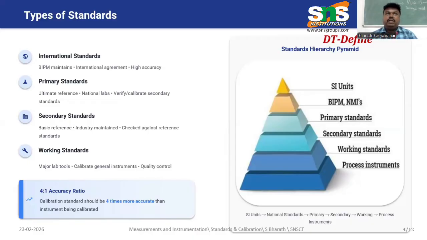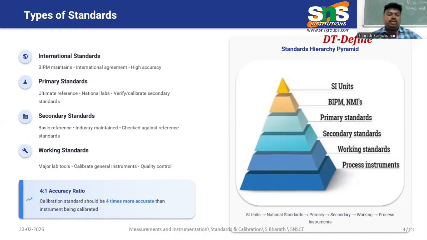From that value, a reference is taken by each country and each lab in the countries. A national level standard is called the primary standard. The ultimate reference is taken from these international bodies. We maintain a national standard, and for the other places in the nation, we take the reference from the primary standards. A secondary standard is the basic reference maintained by industry, checked against the reference standards. Working standards are what we use in the lab in day-to-day activities to calibrate general purpose instruments and for quality control.